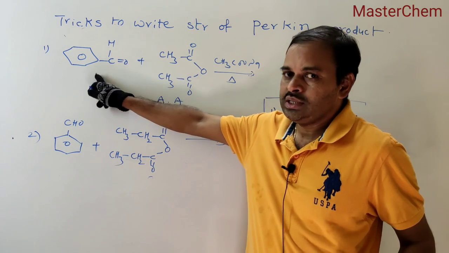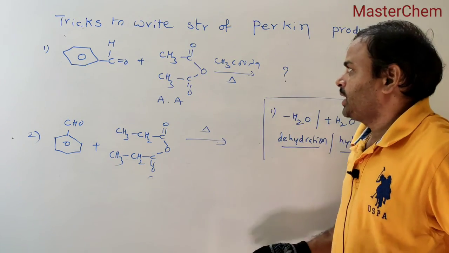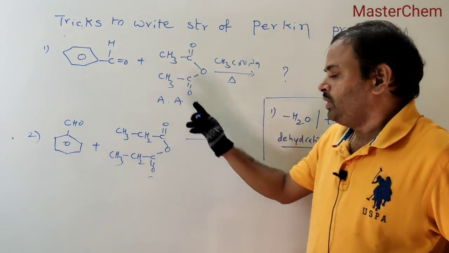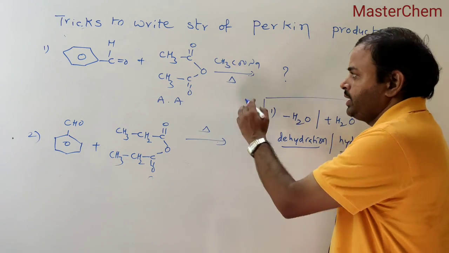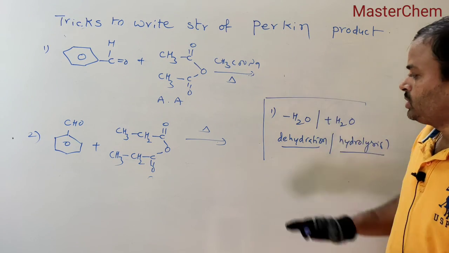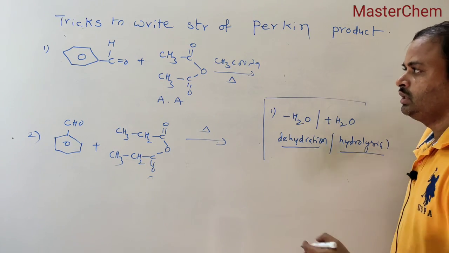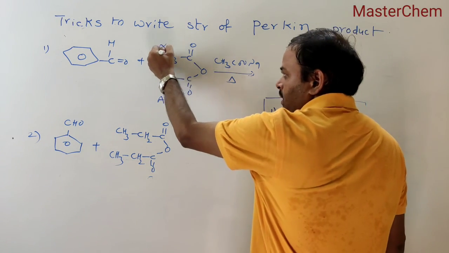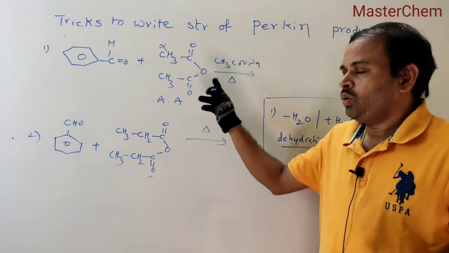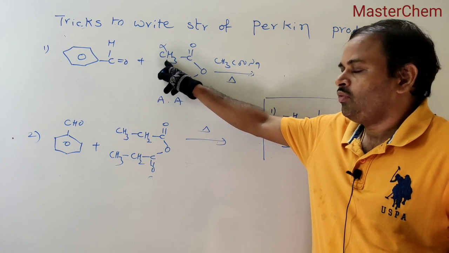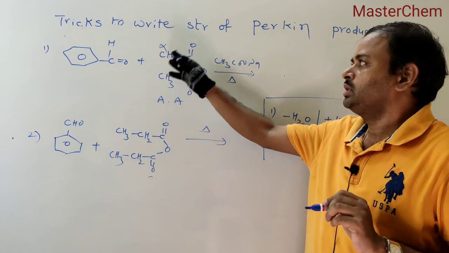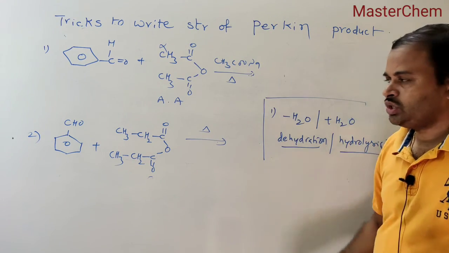This is an aromatic aldehyde, so it is a characteristic reaction of aromatic aldehydes. So benzaldehyde is reacted with acetic anhydride in the presence of the sodium salt of acetic acid. What is the product? How to write the product? First, the must condition is that the alpha carbon must have 2 alpha hydrogens. Then only it is involved in this reaction.